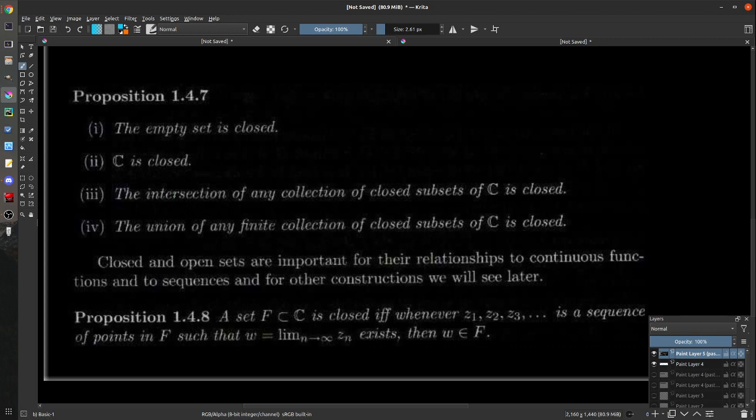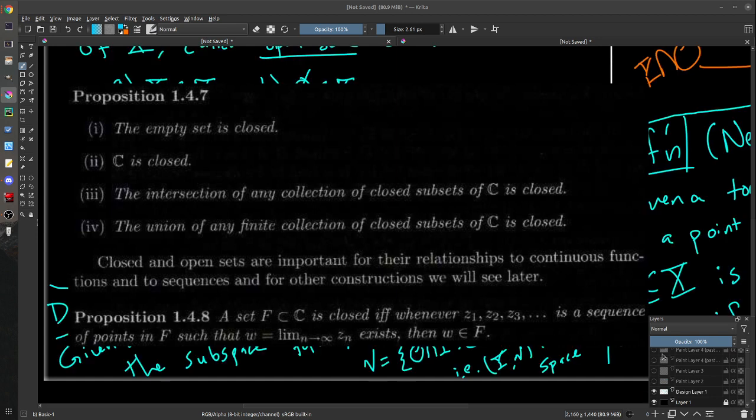Necessarily, the empty set and the entire space must be closed in every topological space, then they also must be open. Then we also have the intersection of any collection of closed subsets of C is closed, and the union of any finite collection of closed subsets of C is closed as well. Notice, and I'm going to be mildly annoying by jumping way back to this.